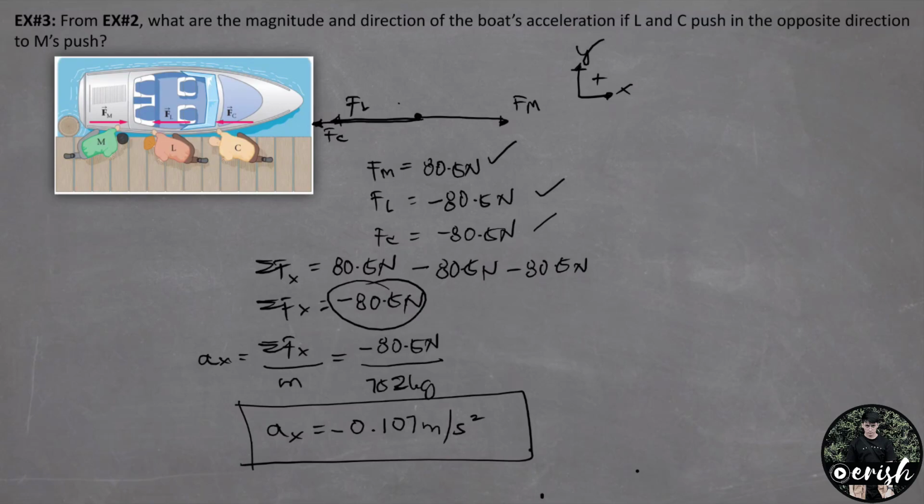Si F of L tsaka si F of C, kasi si L at tsaka si C ay nagtulak na dun sa left. Mas malaking forces na ibibigay ni L and C na papunta dun sa left. So obviously, sa left talaga pupunta yung boat.